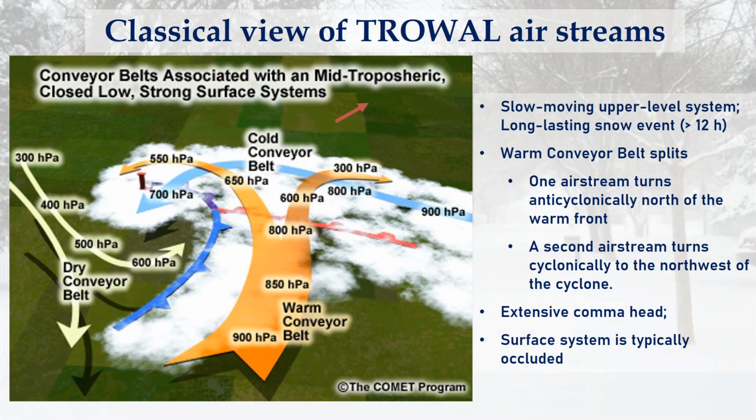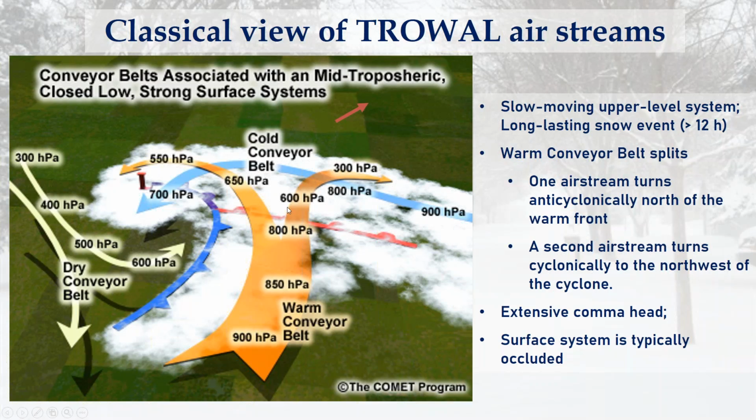So this is from a COMET module from a few years ago, but this is the classic view of what a TROWAL is. For those of you who took synoptic meteorology, maybe you have to think back a few years, this is the classic conveyor belt model that Toby Carlson came up with in the 1980s. You start with the warm conveyor belt. The traditional view is that it starts well south in the warm sector, and then traverses northward, maybe rising very slowly in the warm sector. Then it hits the warm front, and it rises more rapidly as it crosses over the warm front and gets into the cooler air.